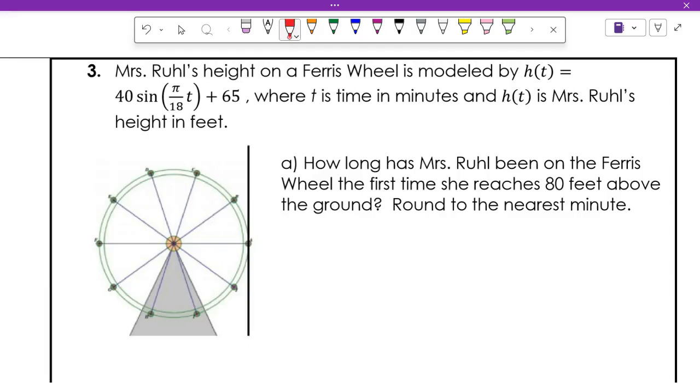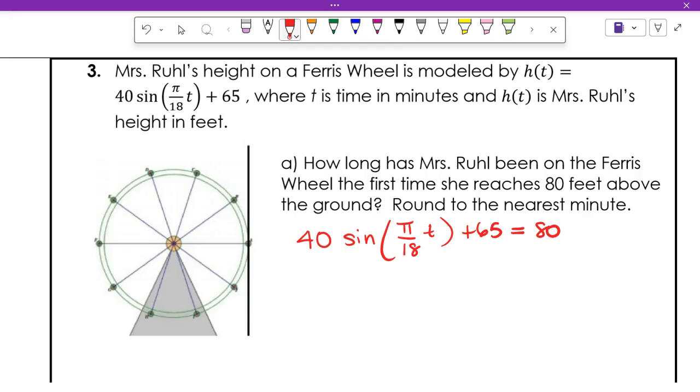So right here, we're going to go ahead and take the equation. I have 40 sine pi over 18t plus 65. And I'm setting that equal to 80. The reason I know I'm setting it equal to 80 is because it's asking when I reach 80 feet above the ground, that's that height. And the problem itself says Mrs. Rule's height is modeled by the equation. So again, the output values are what I'm getting when I'm using the equation. Those outputs are going to be the height, whereas the inputs are time. So if it asked at what time was I 80 feet above, then that's what I've got right here.